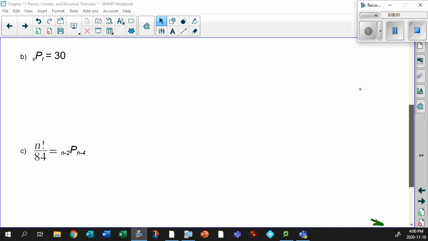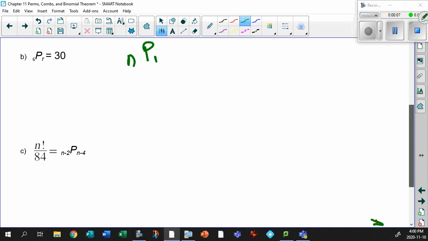Continuing on with this playing around with the perms formula. Remember the formula is nPr, which is n factorial over n minus r factorial. This is really cool, but we're playing around with these numbers now. Let's check this out. Well, look at this.